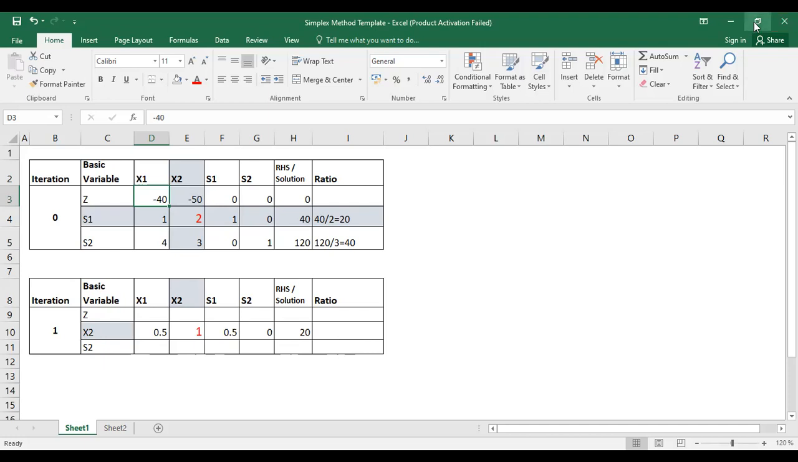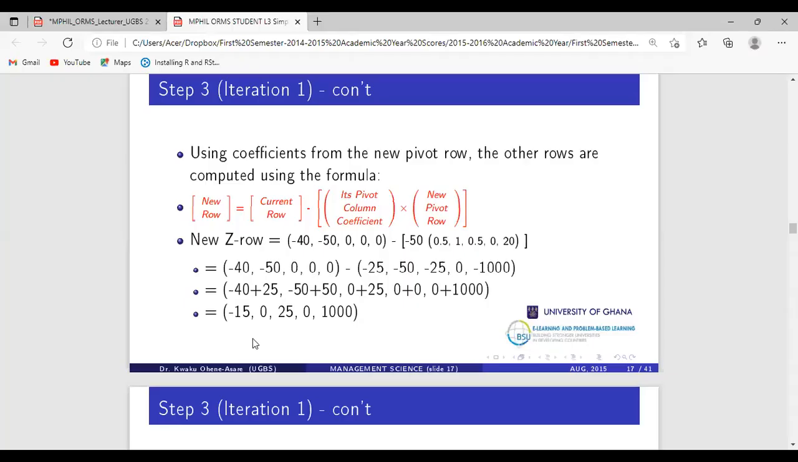Let's go back to the board so that we do the calculations there. This switching isn't helping us. Okay, so let's use this. Please, are you seeing the slides or the Excel? I'm seeing the slides.